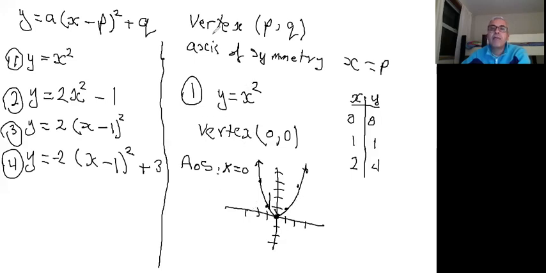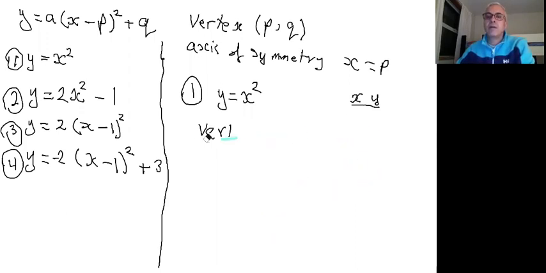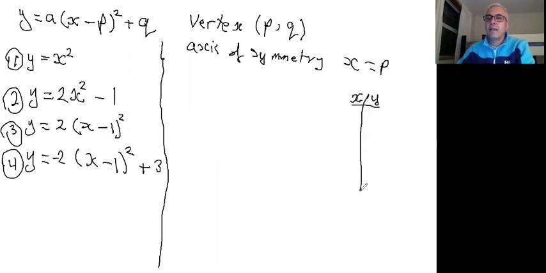I'm just going to erase the first parabola and graph the second one using the same method. Okay, so let's go, and again, I'm just going to keep my table of values. So I'm going to take number 2, which is y equals 2x squared minus 1.